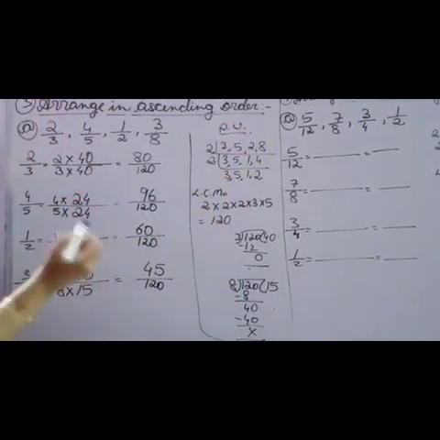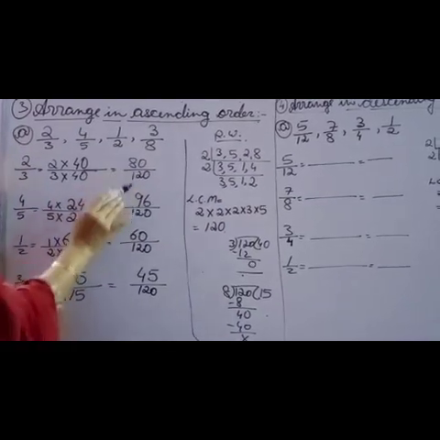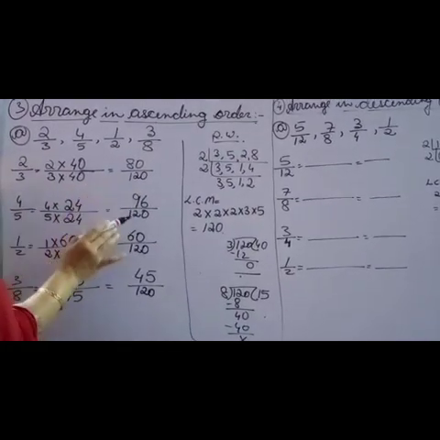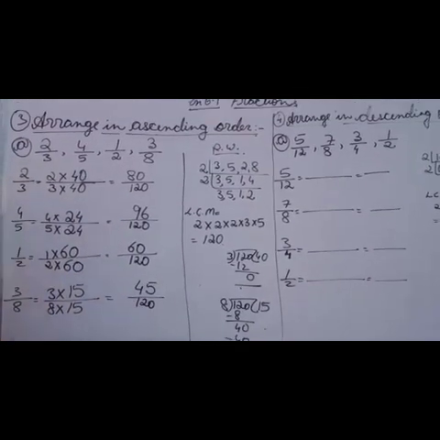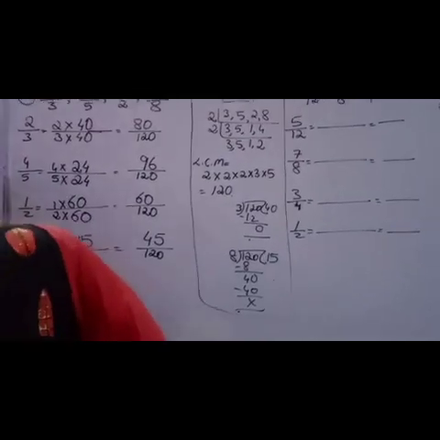Now ultimately you see children, we have converted all these unlike fractions into like fractions. That means here the denominators are same. Now let us start the comparison.